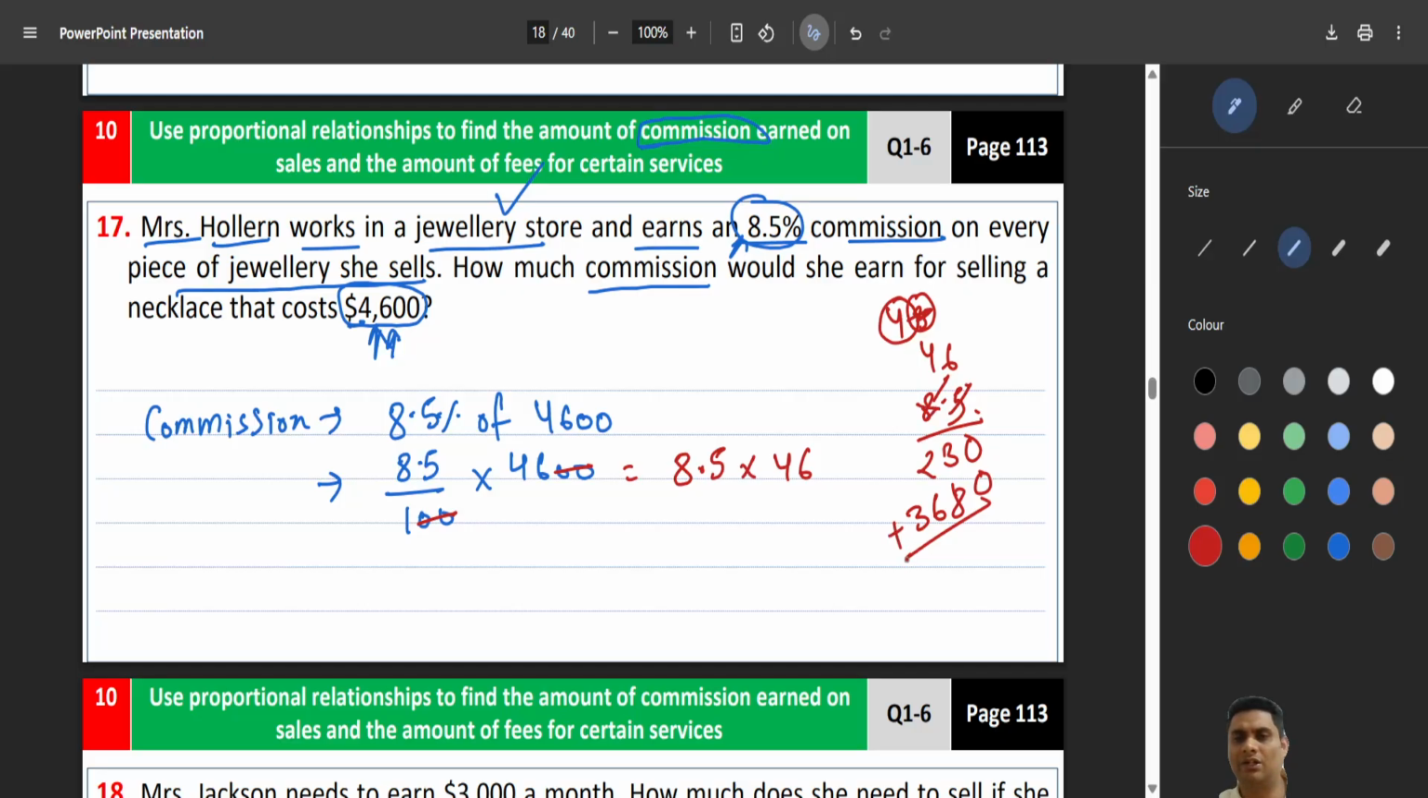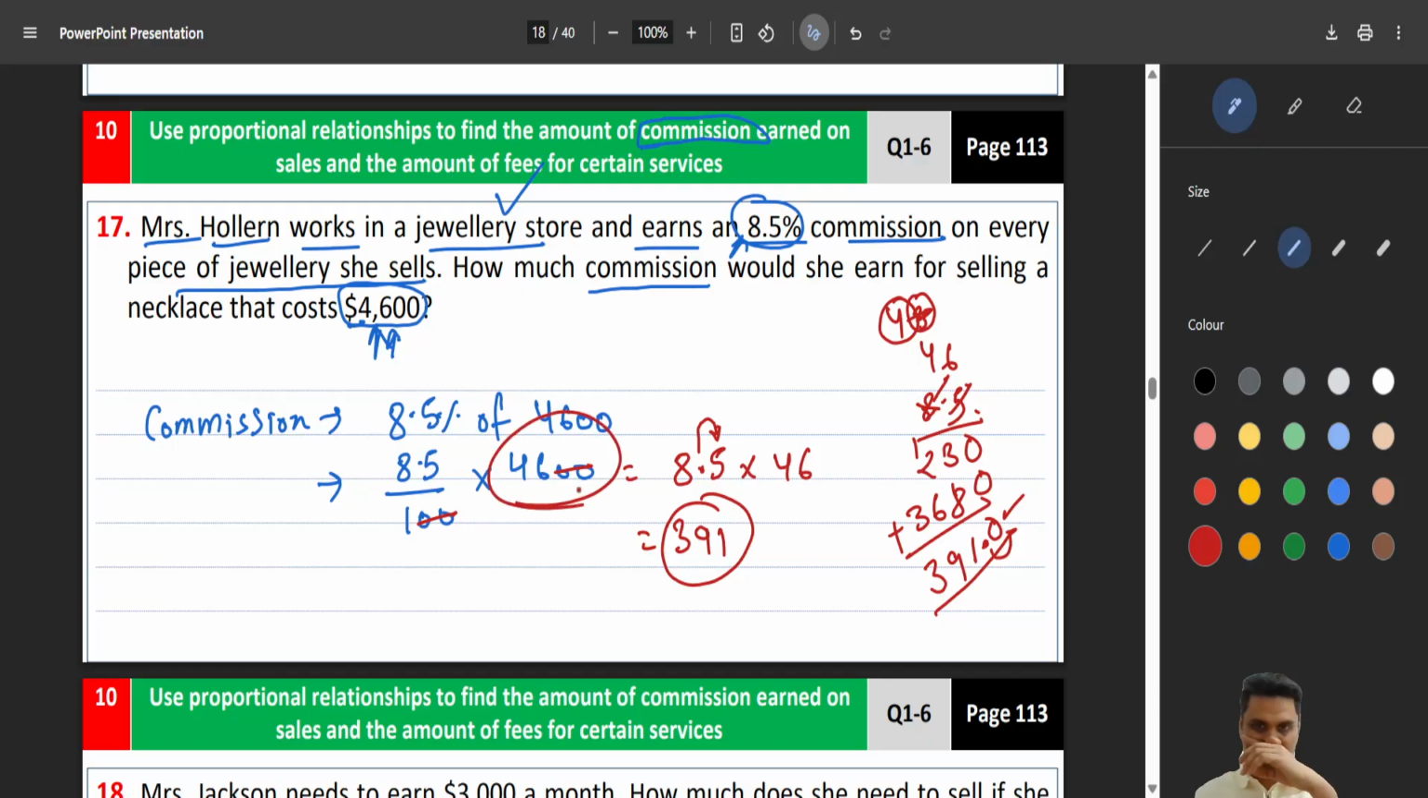Put a line and add: 0, 0, 0. 8 and 3, 11. 1 here, 1 up. 2 and 1, 3. 3 and 6, 9. And then here 3. Now check. After the decimal how many numbers are there? 1 number. So after 1 number, put the point. So 391.0, that is 391 only. No need to put the point if there is only 0 after it. So how much commission will she get? $391 commission on selling the necklace of $4,600.